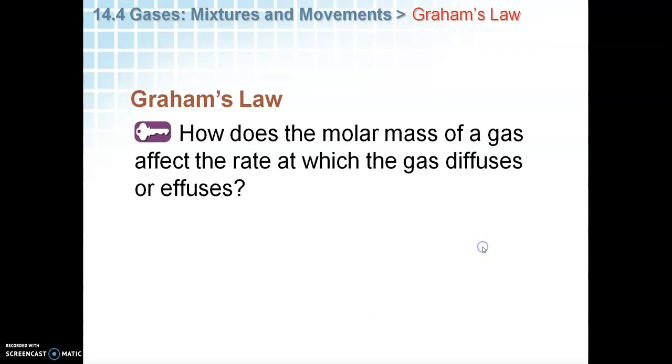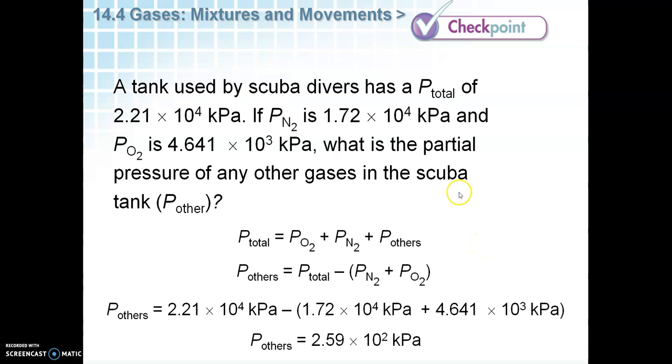So that's Dalton's law. We're going to leave Graham's law for tomorrow, and I'll give you a worksheet with a few problems of these just to make sure you got it, and then we'll move on from there.